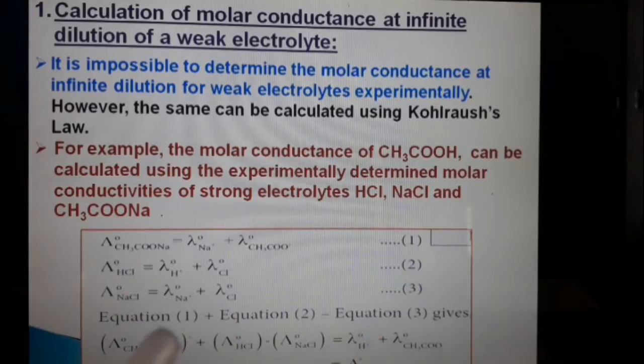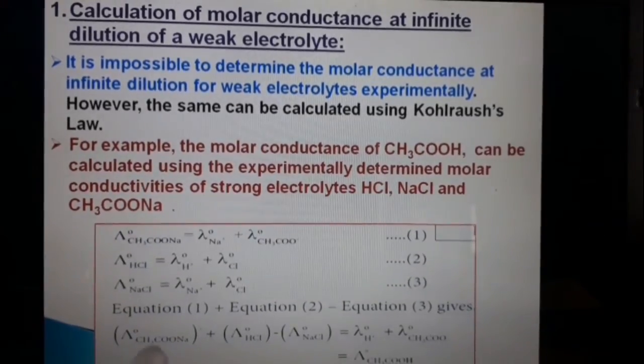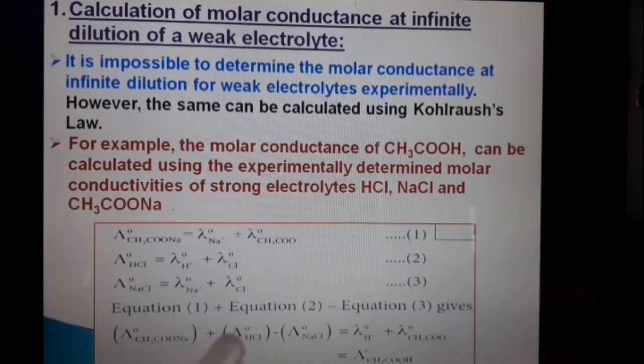Now we add equations 1 and 2. After that, subtract equation 3. We get the final equation: lambda 0 CH3COONa plus lambda 0 HCl minus lambda 0 NaCl is equal to lambda 0 H plus plus lambda 0 CH3COO minus, which is equal to the molar conductance of acetic acid. This is the final answer.